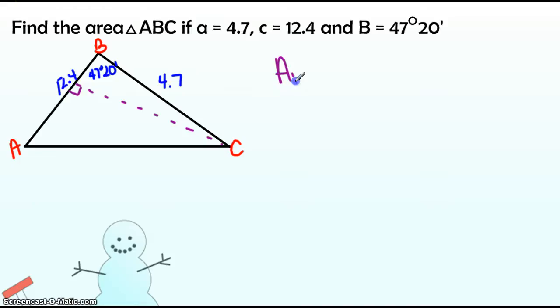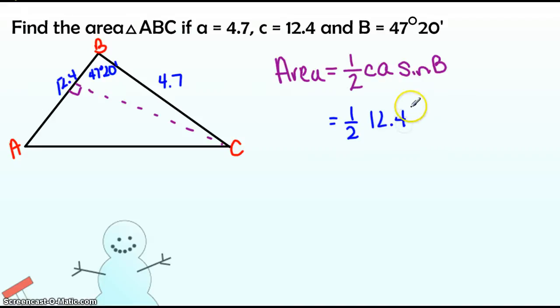So my area is going to equal 1/2 my base, which is C, and then A times the sine of B, which is just the example that we did. So 1/2 times 12.4 times 4.7 times the sine of 47 degrees and 20 minutes.